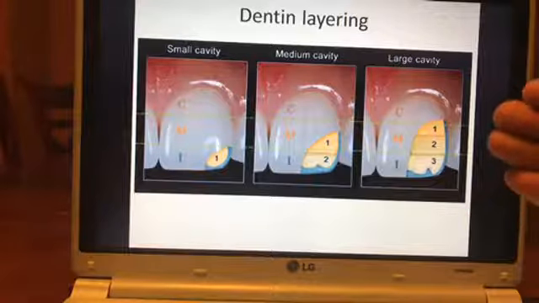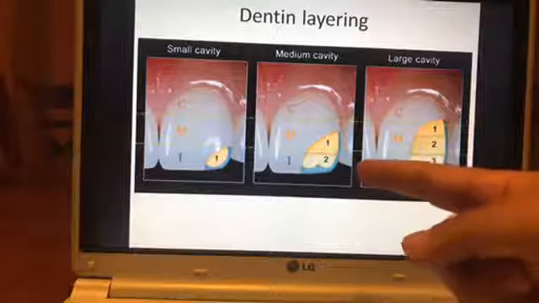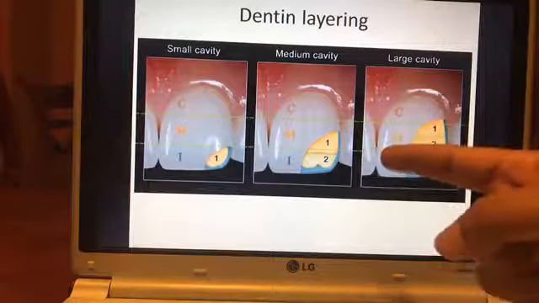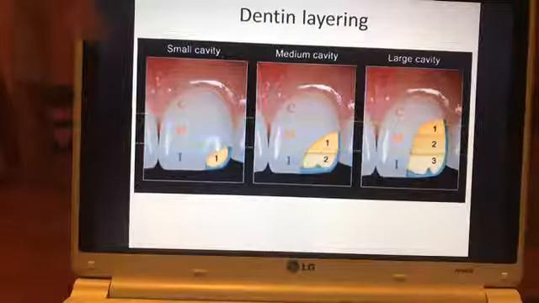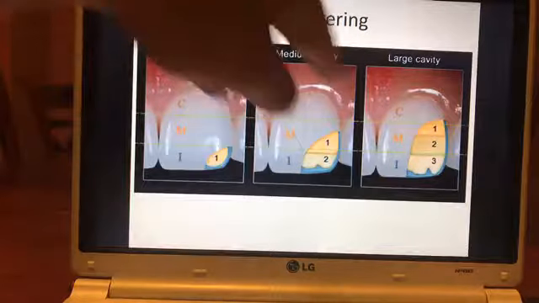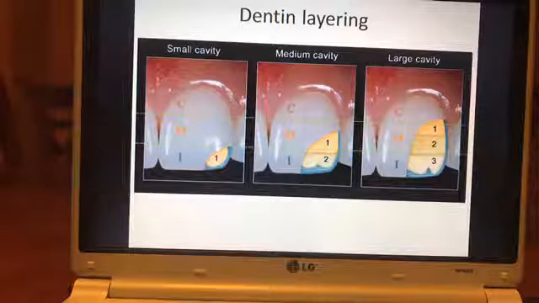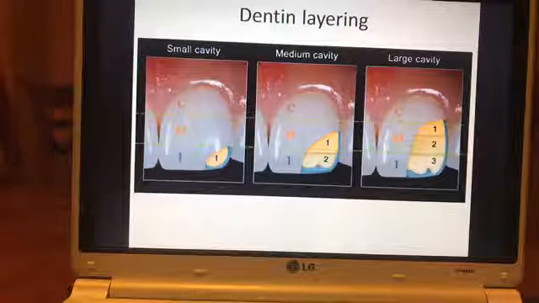So A3, A2, A1. Here, we are going to put the shade plus 1 shade darker. So A1 plus A2. And here, we are going to put only A1. And in the 3 cases, we will leave a space for our enamel composite or enamel ceramic to have the final layer.